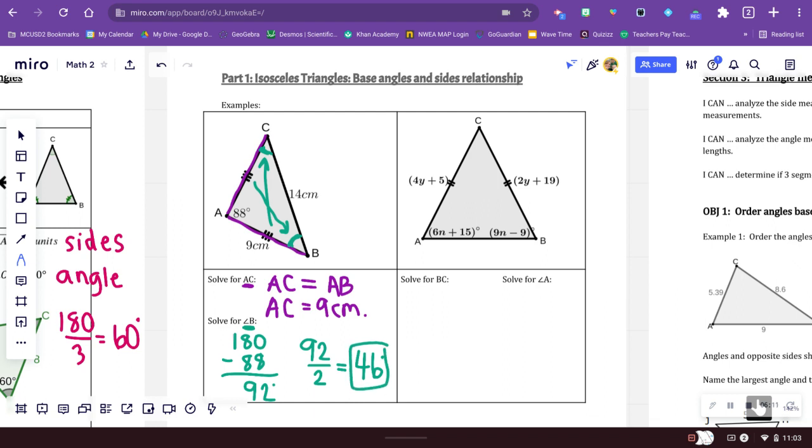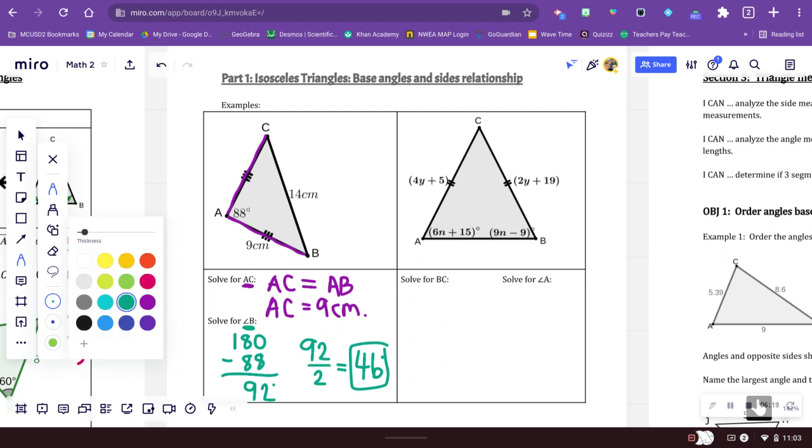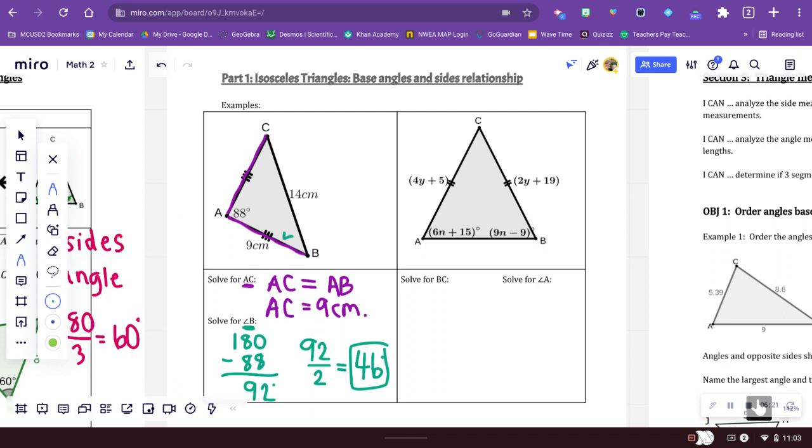I'm going to clean up my picture here so I can label it. Angle B is 46. And that also means angle C would also be 46. And then from the first part, we found that AC is also 9 centimeters.